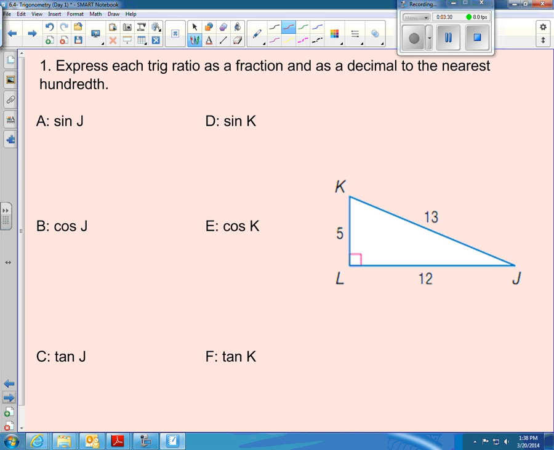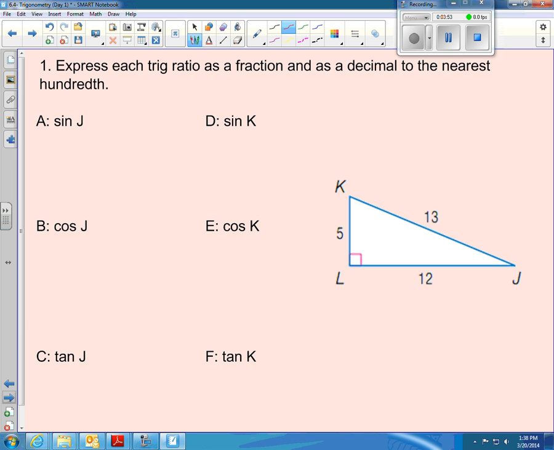Okay, so we're just going to get to practice finding trig ratios and getting familiar with doing opposite over adjacent, opposite over hypotenuse, adjacent over hypotenuse. All right, express each trig ratio as a fraction and as a decimal to the nearest hundredth. So hundredth is 2 decimal places.